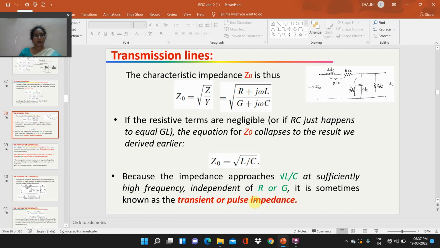Because the impedance approaches the square root of L by C at sufficiently high frequency, independent of R and G. So independent of R and G, it is sometimes known as the transient or pulse impedance.